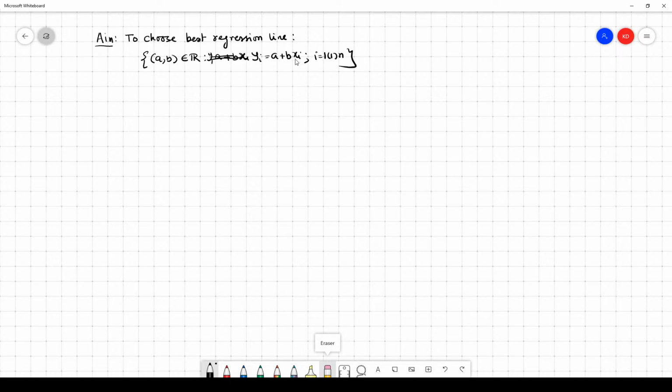Suppose we have n observations, xi, yi. We want to choose the best regression equation from this set.